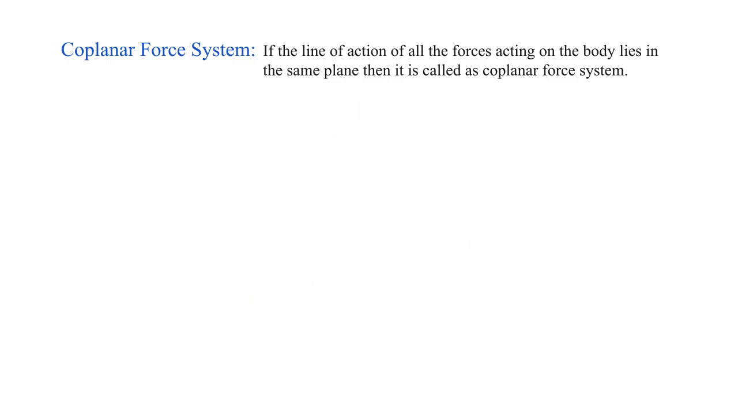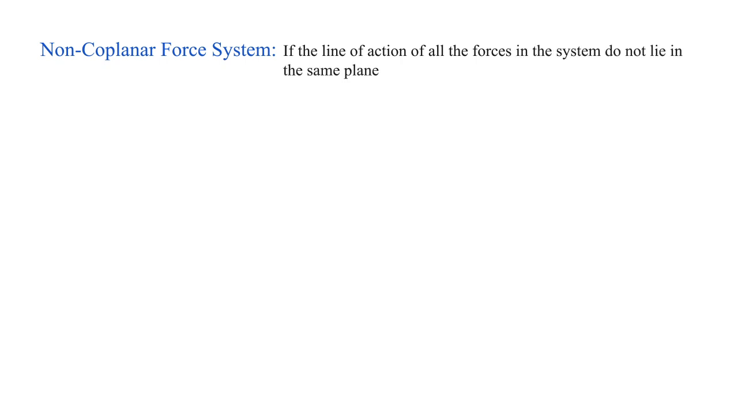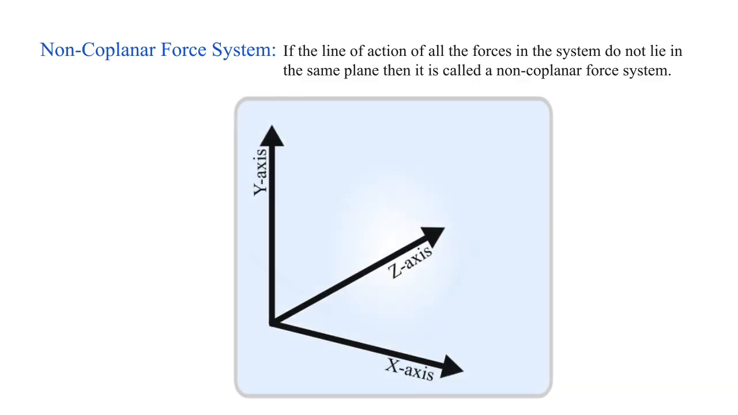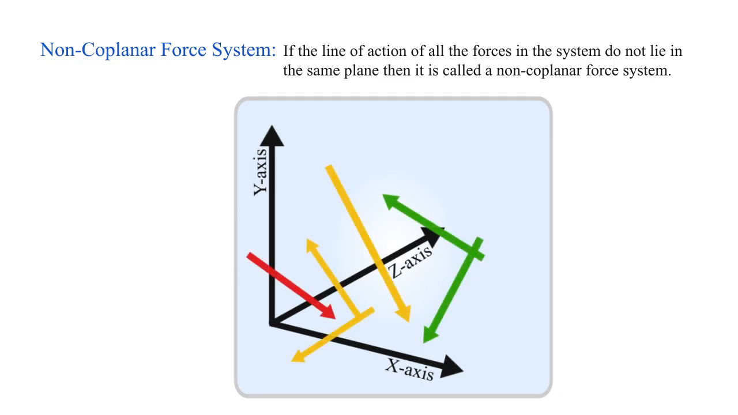system. Similarly, non-coplanar force system is stated as: if the line of action of all the forces in the system do not lie in the same plane, then it is called a non-coplanar force system. Consider an XYZ plane, the line of action of a few forces is in the XY plane, a few in the XZ plane, while some in the YZ plane. Here we can see multiple planes.